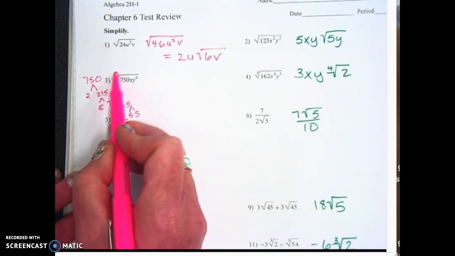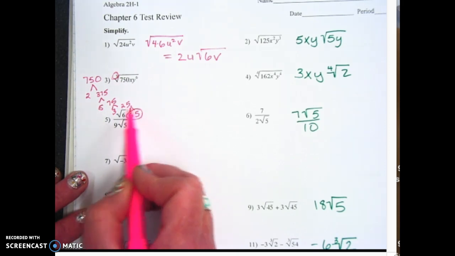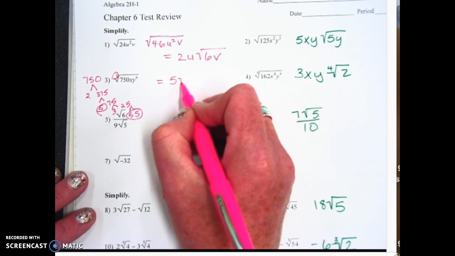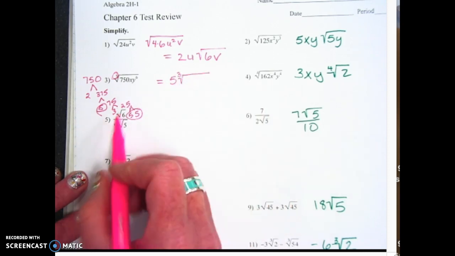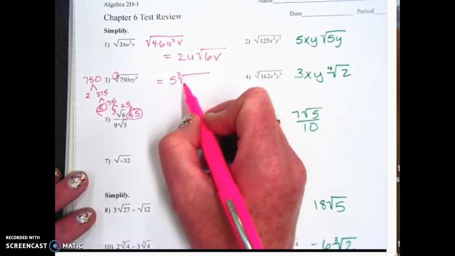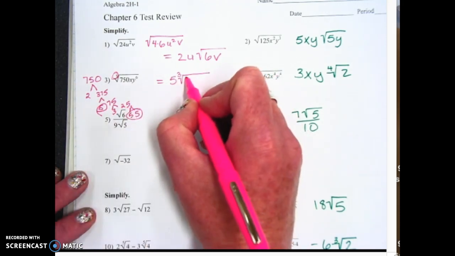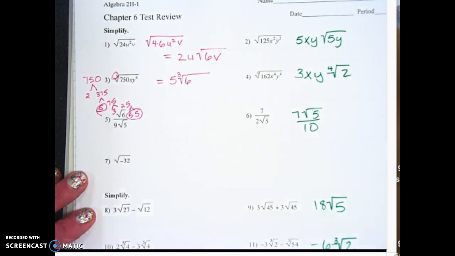So we need a cube root. So we need 3 5s. So one of those is going to come out from under the cube root. And the 2 and the 3 don't have 2 other factors. So 2 times 3 is 6. That stays under the cube root.